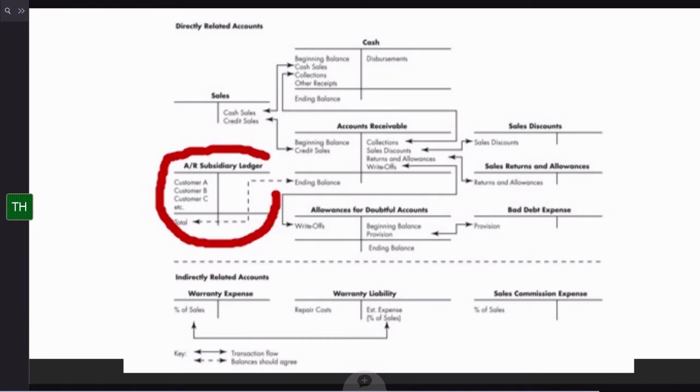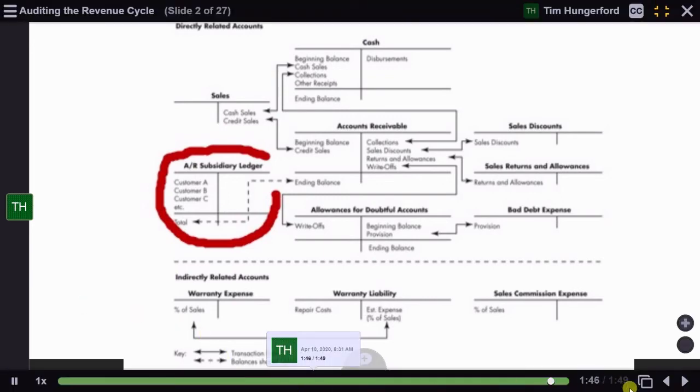It's important to have that subsidiary ledger out there because it helps us identify doubtful accounts when we use our aging report, which we'll get into later on in this lecture. But that kind of sums up the majority of the accounts in the revenue cycle.